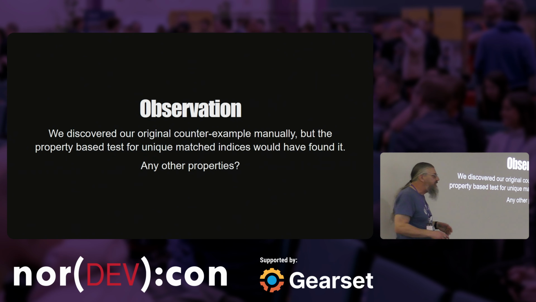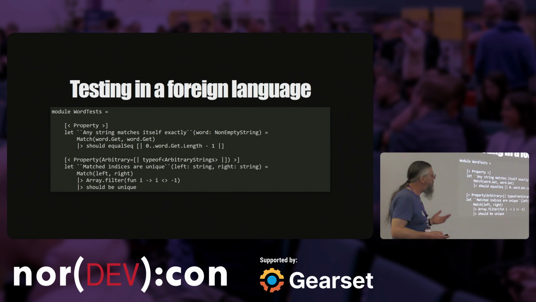Are there any other properties that we can think of? Well, there probably are, but we're not going to have time to look at them. Testing in a foreign language is quite valuable. So this is the same test, that any string matches itself exactly, but written in F# instead of C#.